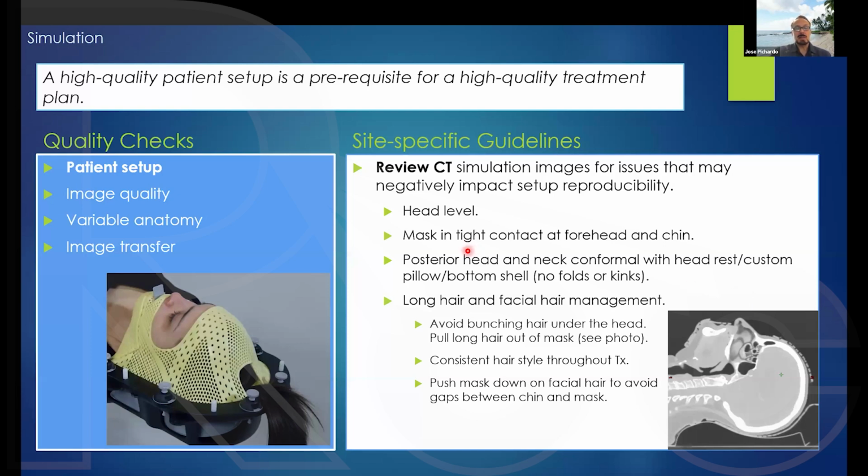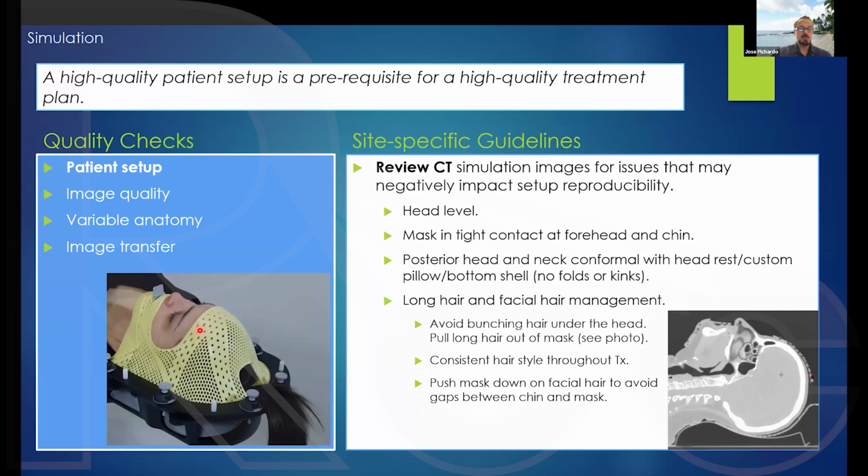You want to make sure the mask is in tight contact at the forehead and the chin. Those are the most important points. You may be treating with a full face mask, or you may be treating with an open face mask like the one I'm showing you here. The open face mask is really nice for patients that are claustrophobic. It really helps them go through the procedure a lot more calmly.